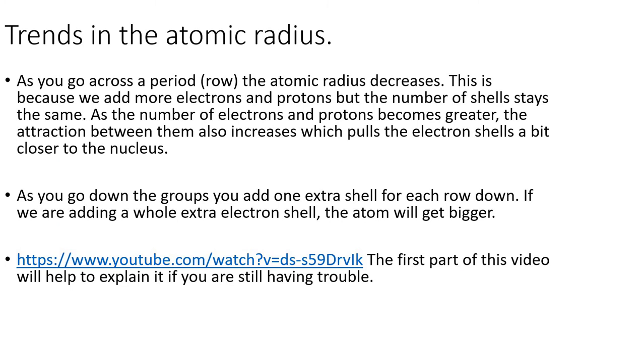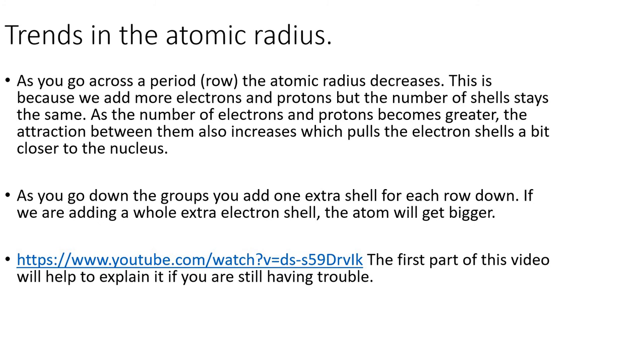So very quickly, one more time, because I appreciate that one is quite difficult to get our heads around. As I go across a period or a row, the atomic radius decreases because we add more electrons and more protons, but the number of shells stays the same. As the number of electrons and protons becomes greater, the attraction between them also increases, which pulls the electron shells in a little bit closer to the nucleus.